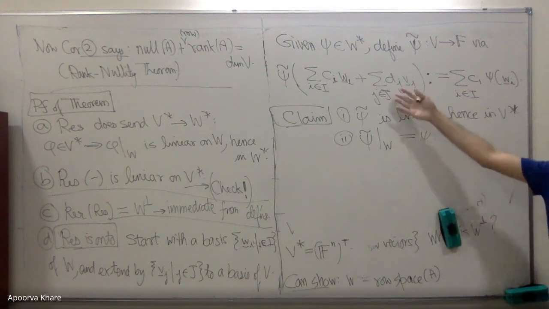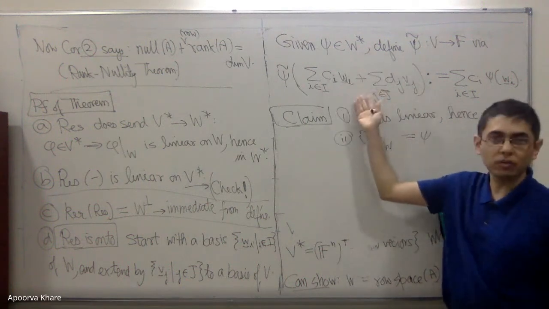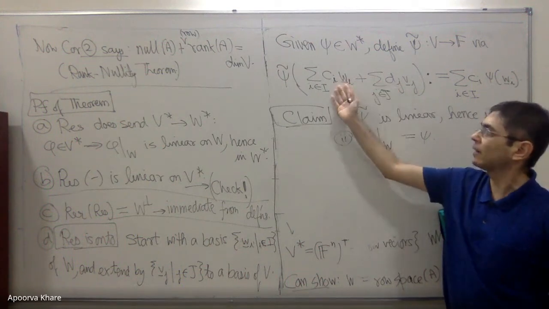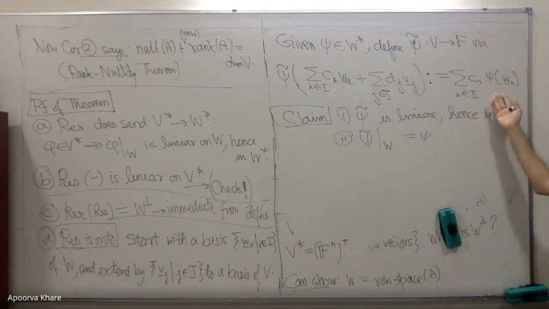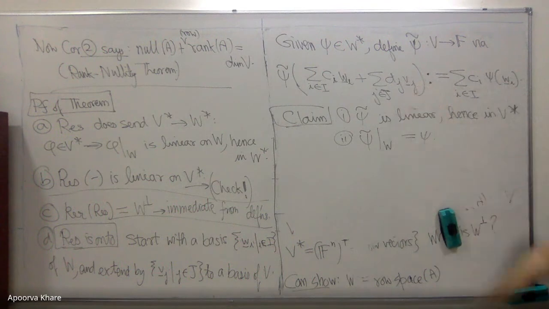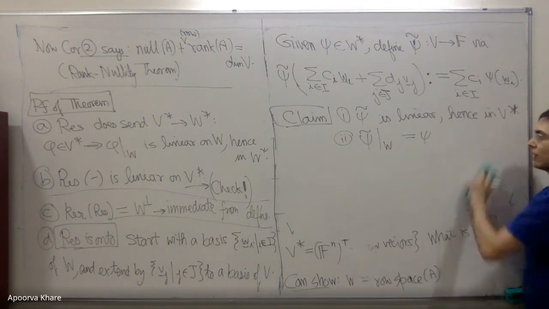This part is obvious, right? If you restrict to W, how do you describe vectors in W in such a linear combination? Because this is a basis, all the v_j coefficients must be 0, and whatever you have here is in W. But the moment this is in W, this is defined to be this, and this is just psi of the summation c_i w_i, which is the original. So this is easy. Well, fine.